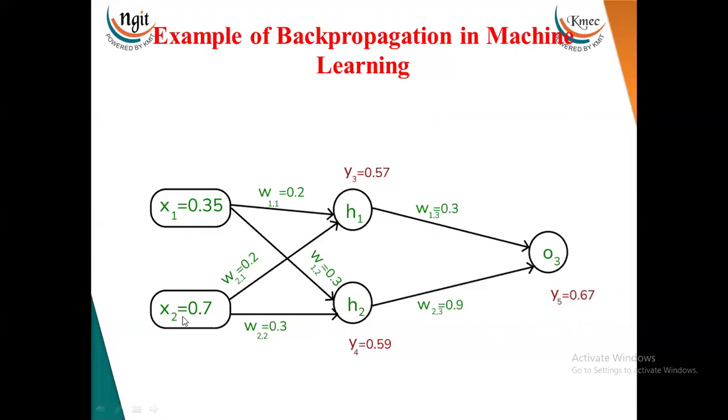Now what exactly have we done here? 0.35 into 0.2 plus 0.7 into 0.2, after substituting in the phi function, I got 0.57. Similarly, I got 0.59. And when I do this one, again I should get the value: 0.57 into 0.3 plus 0.59 into 0.9. Again I substitute in the function and I'll get 0.67.